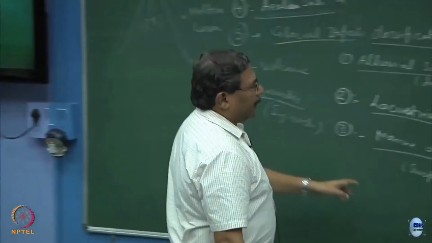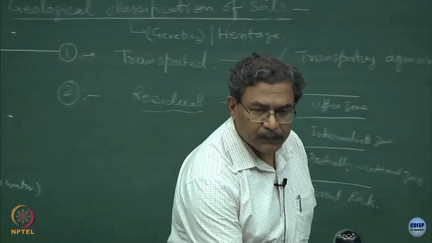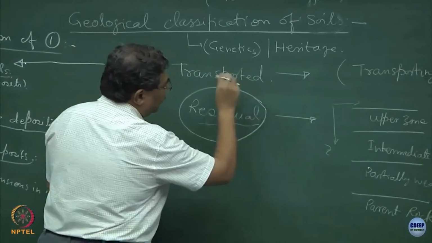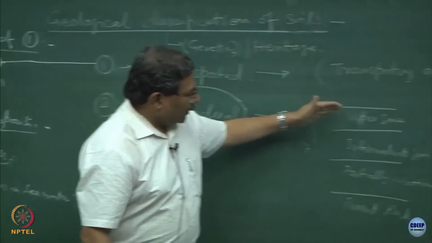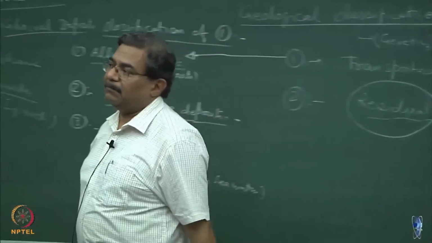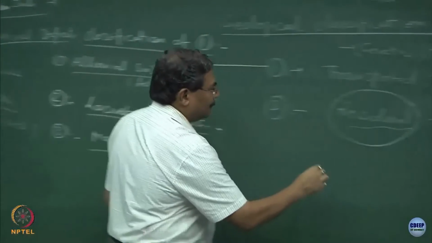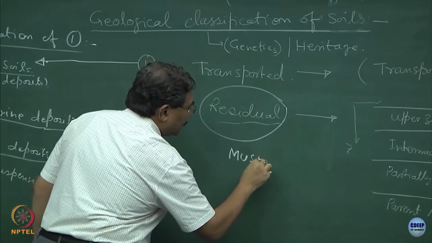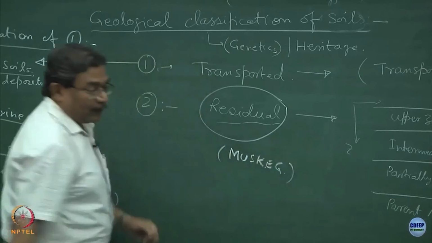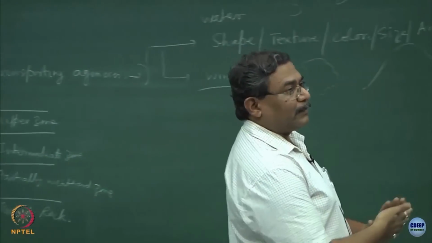So, let us talk about quickly the residual soils. But I have already discussed, most of these soils are upper zonal, intermediate zonal, partially weathered soils. They might be having a lot of organic matter in them. A good example of this is muskeg. I do not know where these deposits are in India. Check it.